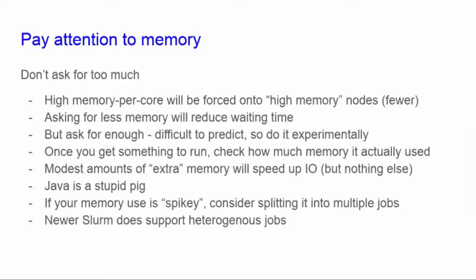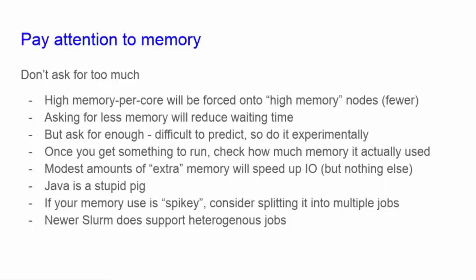Another thing that often comes up is that some workflows involve memory use spikes, where some phase of a program or a particular program will use a very large amount of memory, but the rest of the workflow or the rest of the phases don't use that much. If that's the case, you might want to consider splitting it up into multiple jobs.